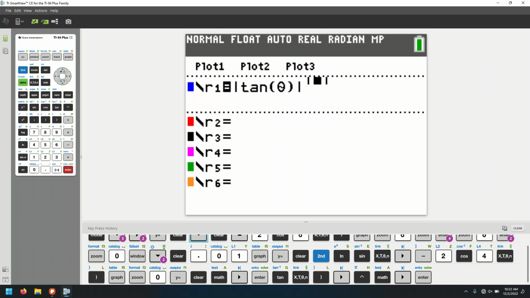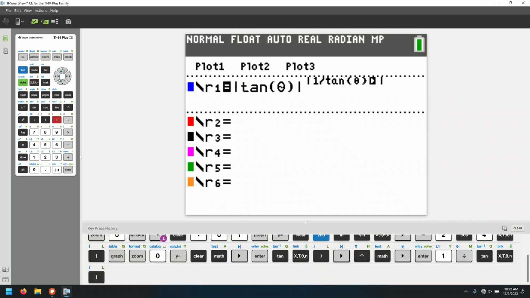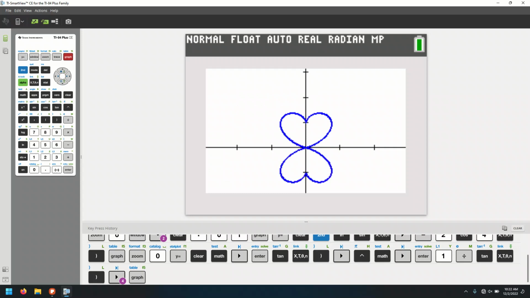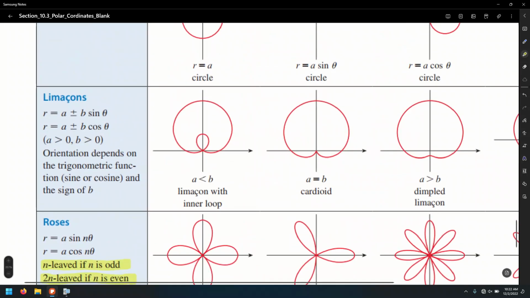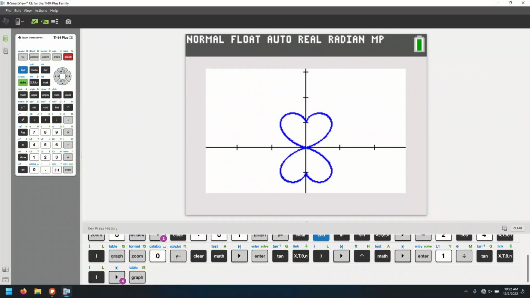In this case, notice we don't have a keystroke for cotangent, but we know from our identities that cotangent is the reciprocal of tangent. So I'm going to go 1 over tangent theta, and close parentheses. We're done typing it, and graph. For whatever reason, it's drawing two hearts. In this case, that one looks a lot better than the cardioid. If you look at the cardioid, it doesn't really look like a heart. It has sort of the shape of a heart, but it's not quite a heart. If you really want a heart, it's this equation right here, all right? And there's a few more.